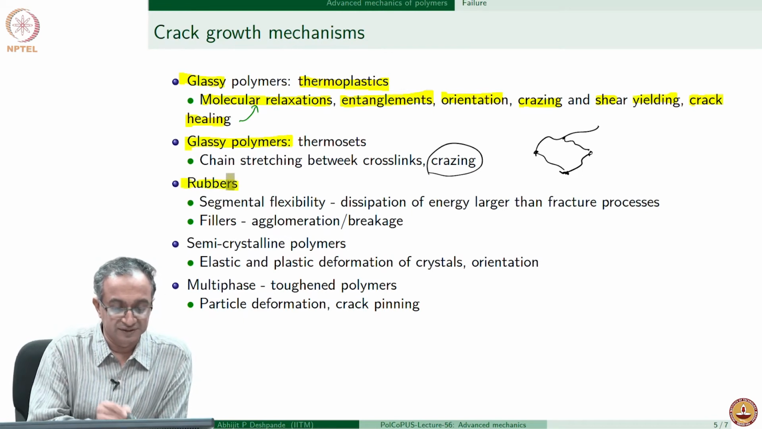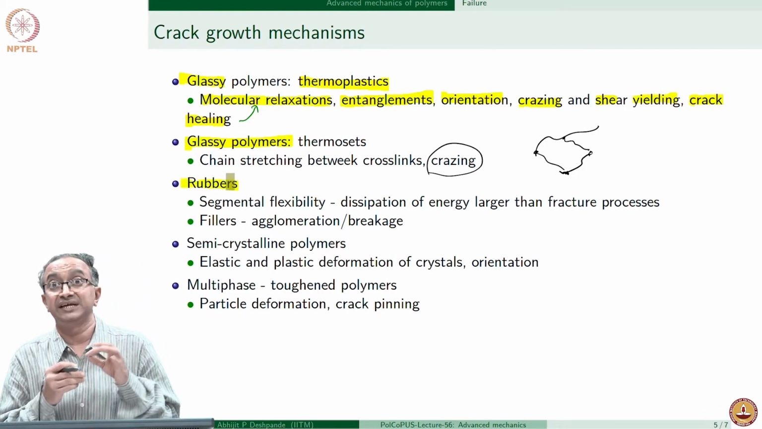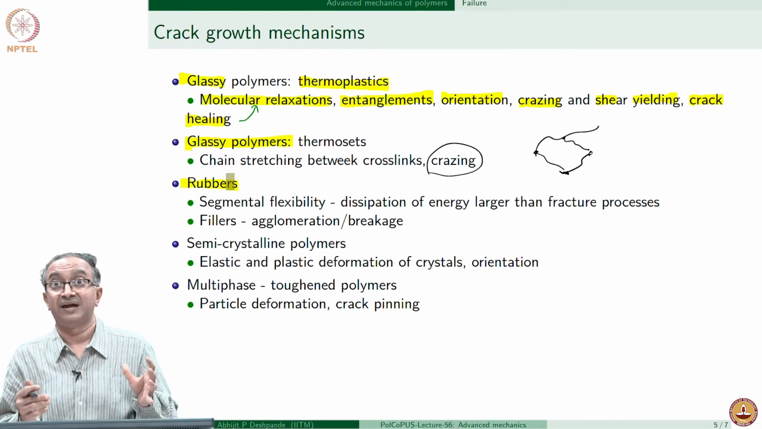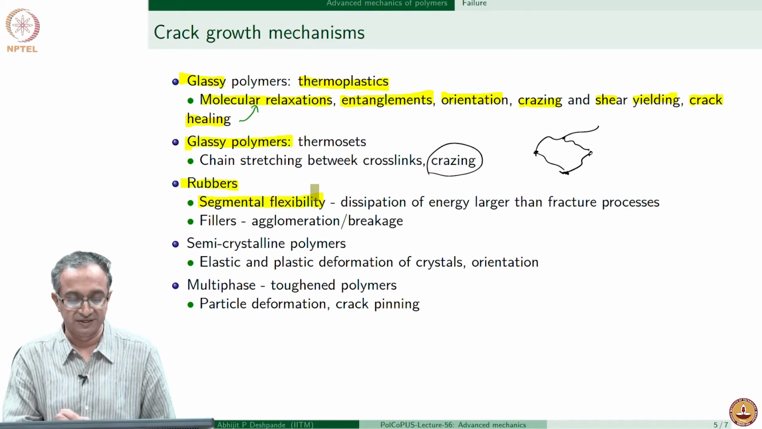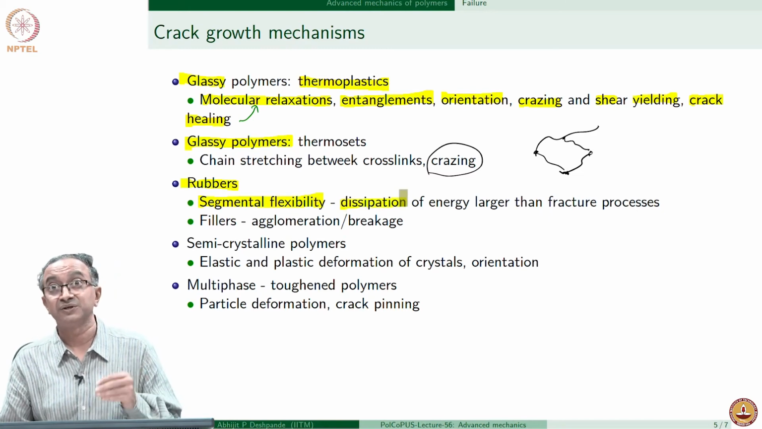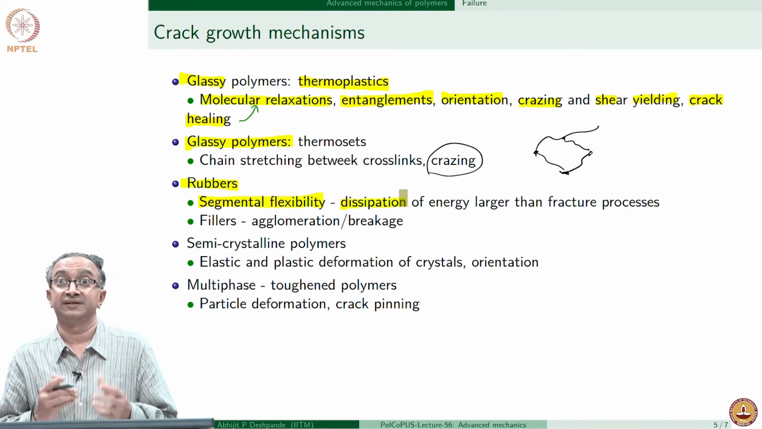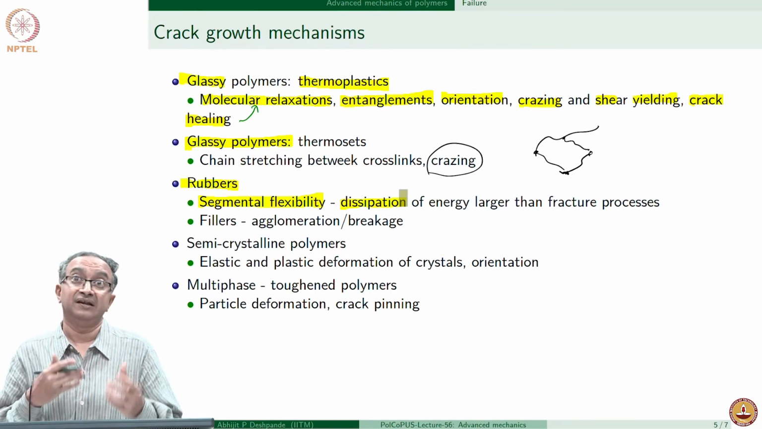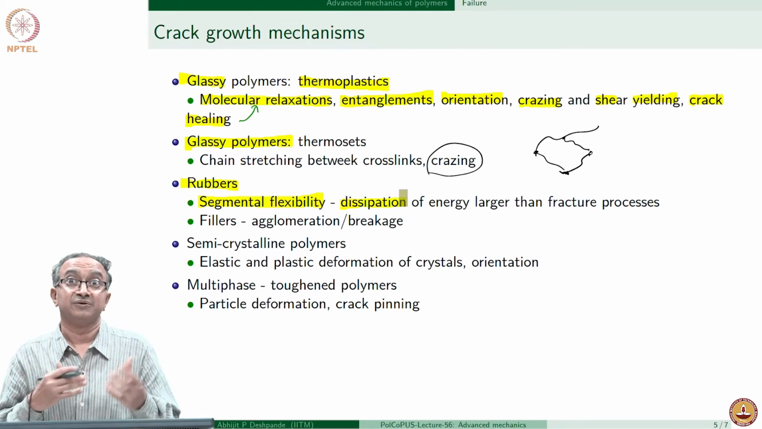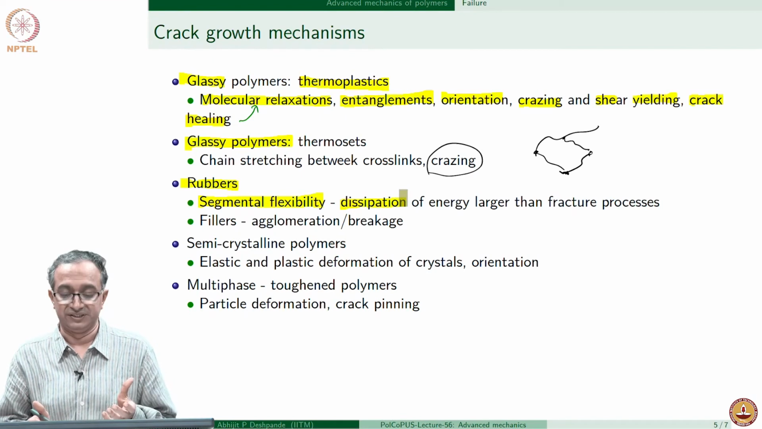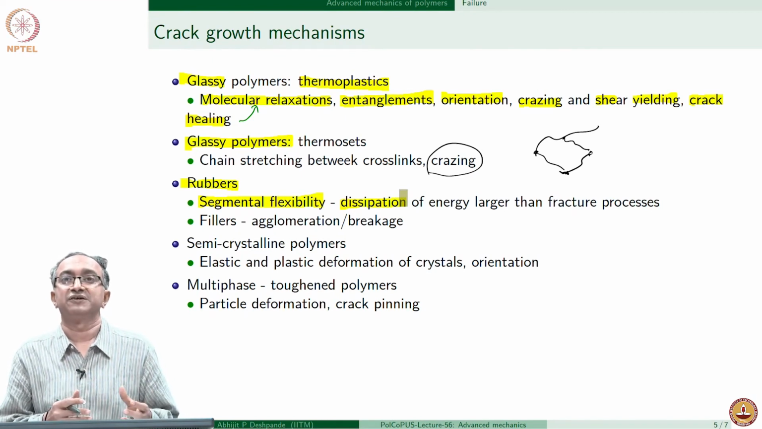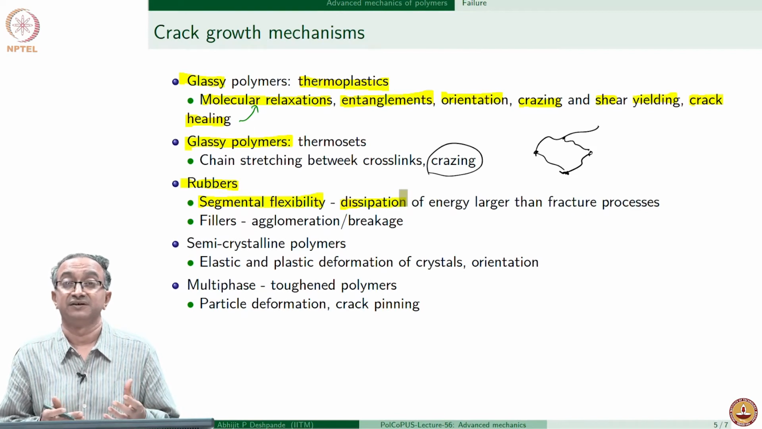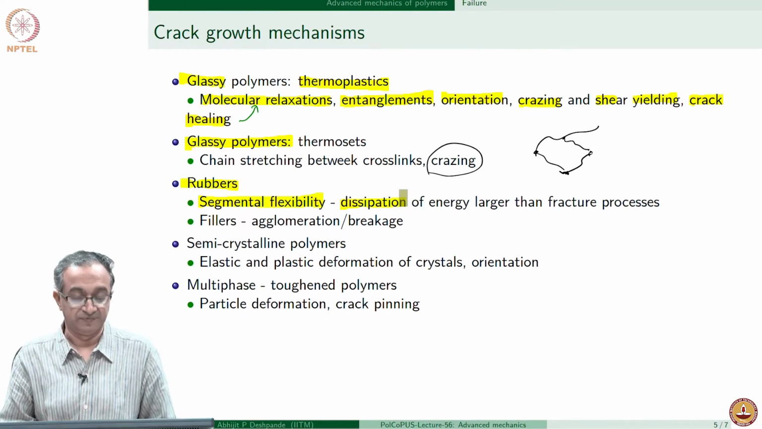Rubbers, on the other hand, do have cross-links, but the chain length is very significant, and because of the segmental flexibility which is present in the case of rubbers, in addition to the processes of cracking and chain scission, there are several segmental motions which can dissipate energy. So, therefore, the fracture process is dominated by dissipative mechanisms of viscous nature, which is due to segmental flexibility.